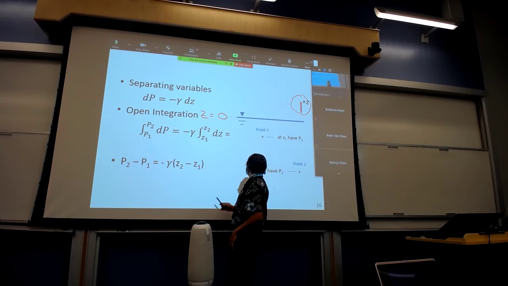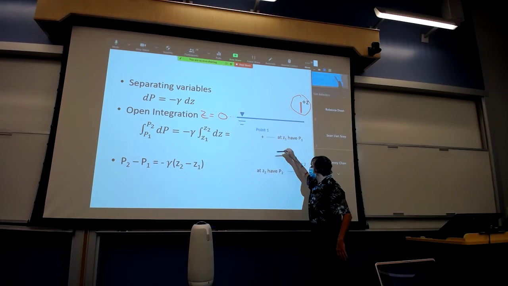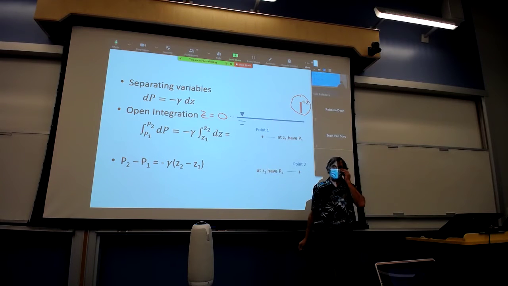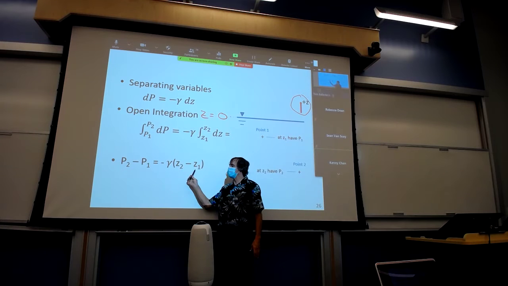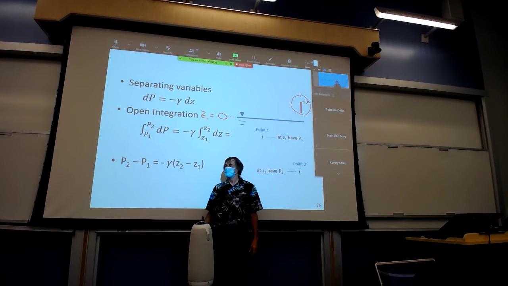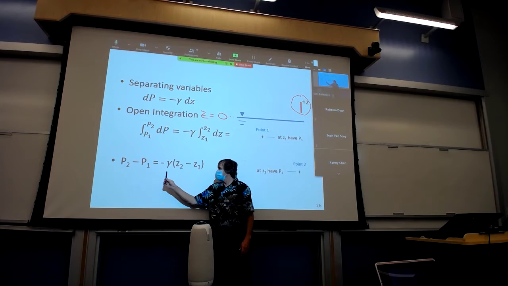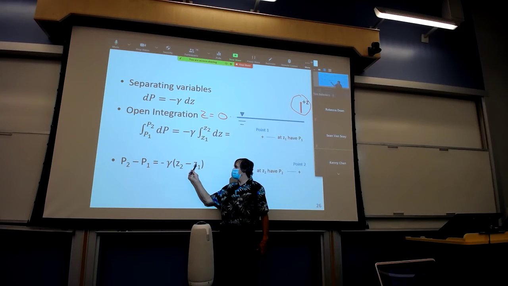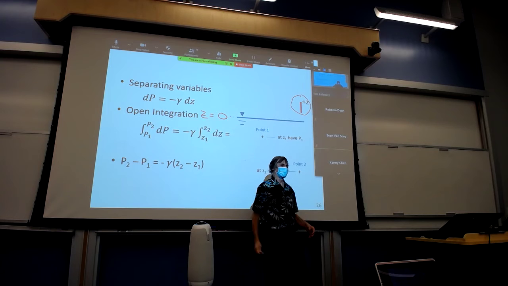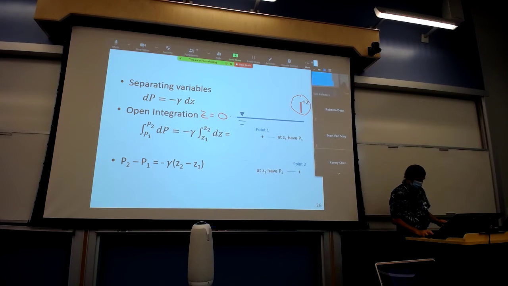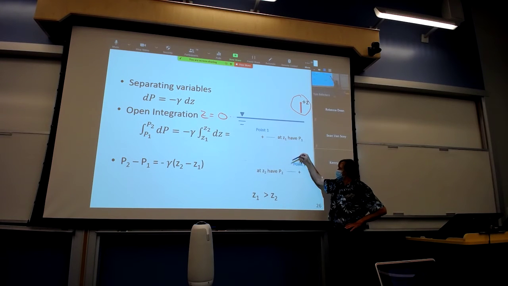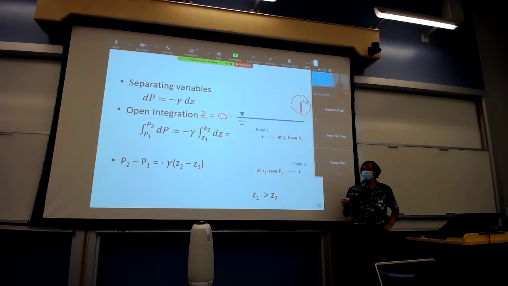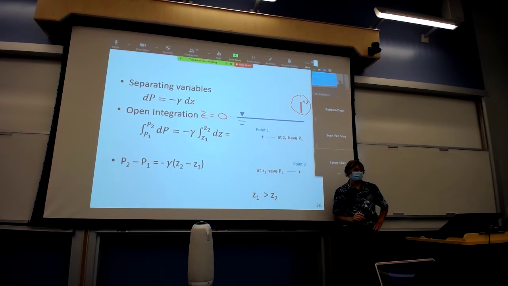What it's saying is if you go from either 1 to 2 or 2 to 1, it doesn't really matter which way you're going. There's a change in pressure. Why? Because you had a change in elevation. The magnitude of that change in pressure has everything to do with the specific weight of the fluid and how far you went. And remember, in this coordinate axis system, both Z1 and Z2 are negative because of where we said Z was equal to 0.